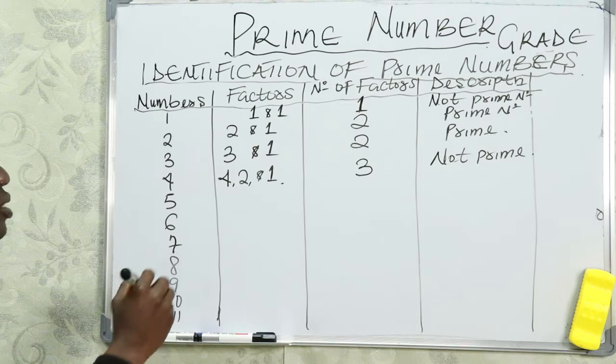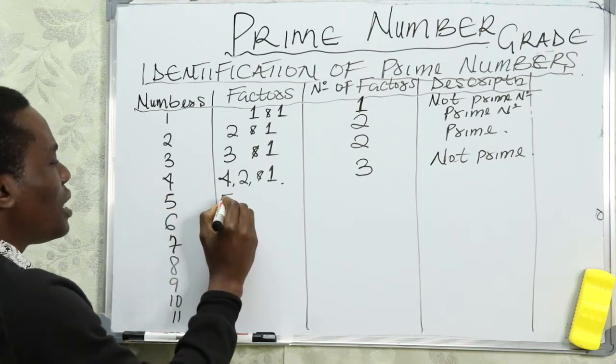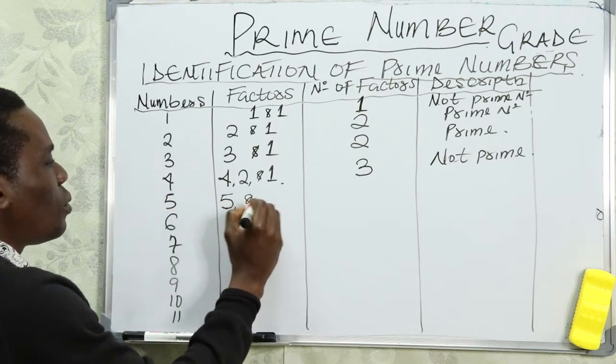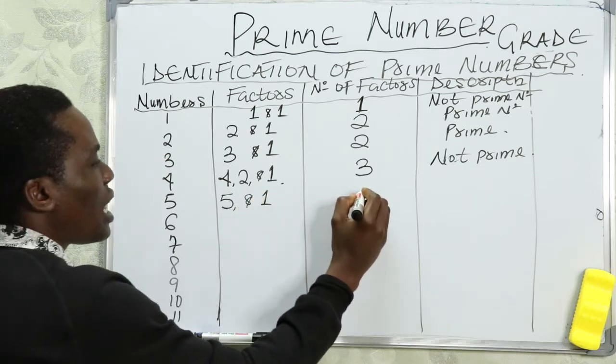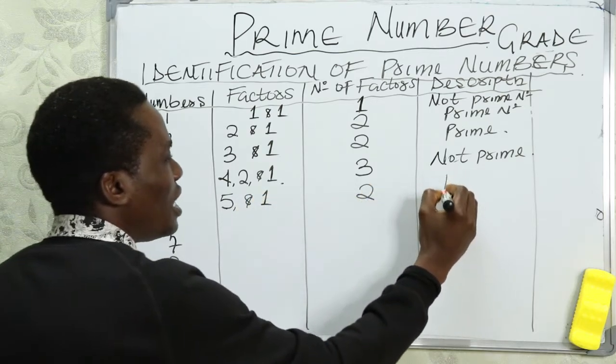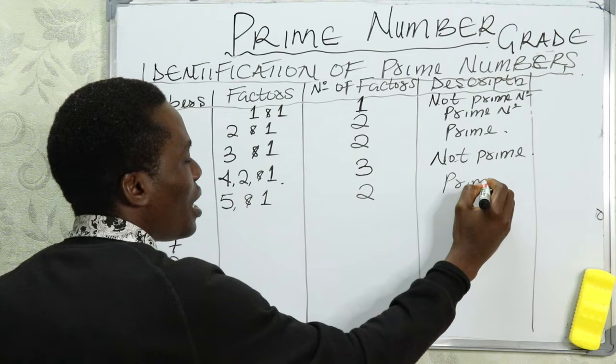Good. Now let's look at number 5. Number 5 can be divided by itself and 1. So it has 2 factors. It is a prime number.